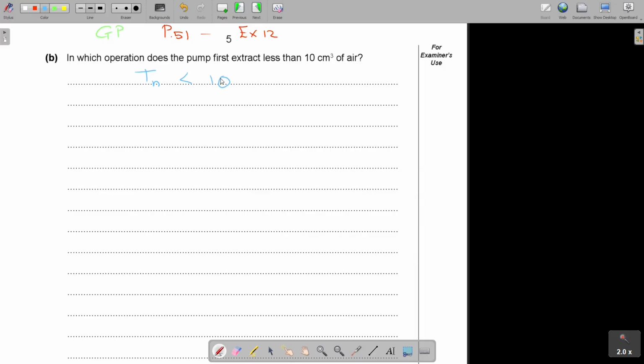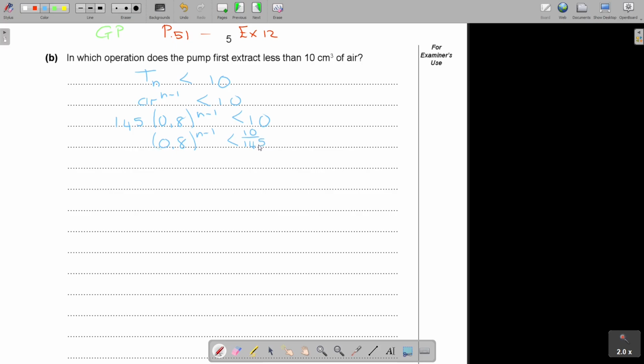In which term does the pump first extract less than 10? So it's referring to the term, not to the sum. It's again A times r to the power n minus 1, smaller than 10. So it's 145 for A, my 0.8, my n minus 1, and smaller than 10. I'm just substituting. Then I divide by 145 on both sides, so I will have 10 over 145.